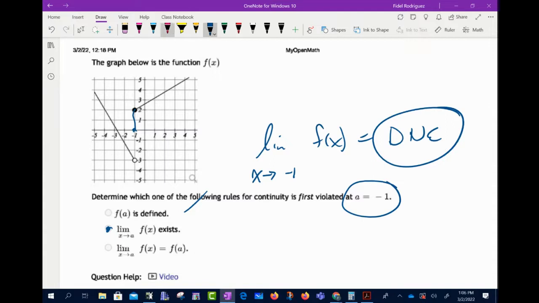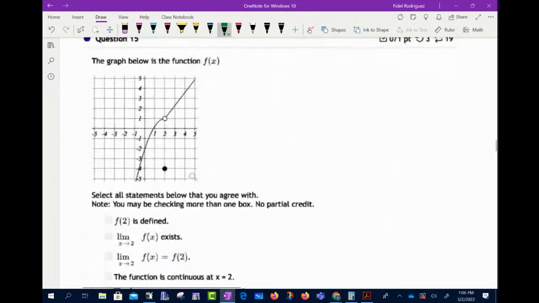They're not the same, right? The limit from the left is not the same as the limit from the right, right? Therefore, it doesn't exist. So this is the one that we first violated. Does that make sense? And again, all I'm doing, y'all, is just using my rule for continuity. Okay.